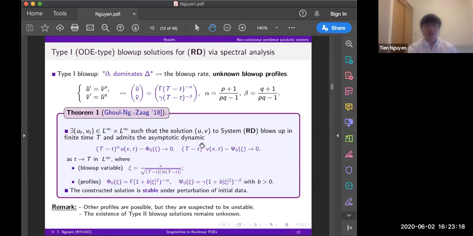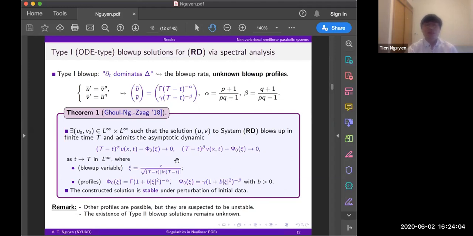So what does the theorem tell you? Here we are able to show that there is an open set of initial data such that the system blows up in finite time and satisfies this asymptotic behavior. I want to mention the profile. Here we have the blow-up variable, which is not self-similar, but has some log correction given by this one. And the profile is given by this formula, where a constant B can be computed. It basically depends on P, Q and mu.